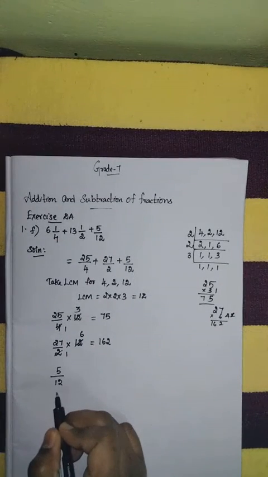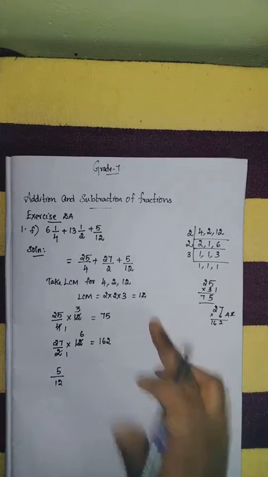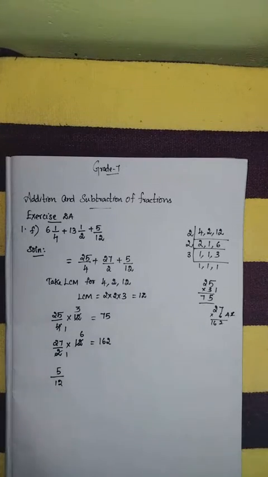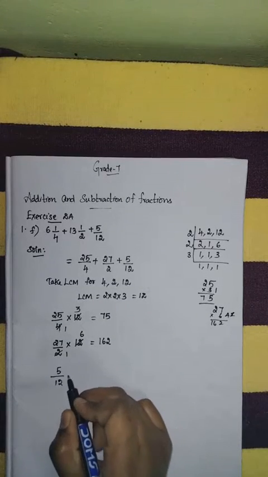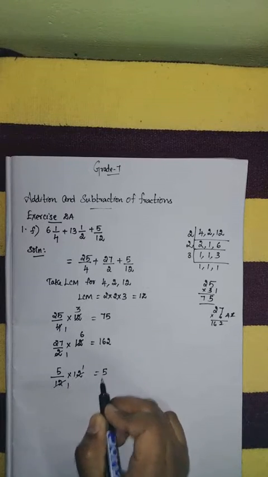So now check the denominator. The denominator is already 12. So our LCM is also 12. So if you are multiplying with 12, the numerator will not change. We will be getting the same numerator. So 5 by 12 into 12 is, we can cancel 12 and 12. So the answer is 5.